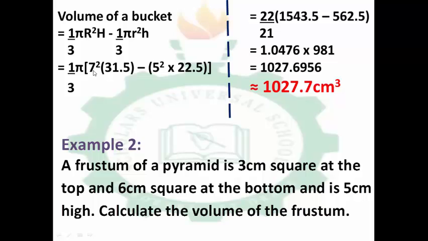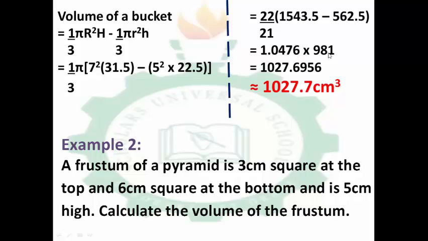So when you do this, you are going to have 22 over 21, open bracket, 1543.5 minus 562.5. And this is going to give you 1.0476 times 981. Multiplying this, you are going to have 1027.7 centimeter cube. Now let's take another example.